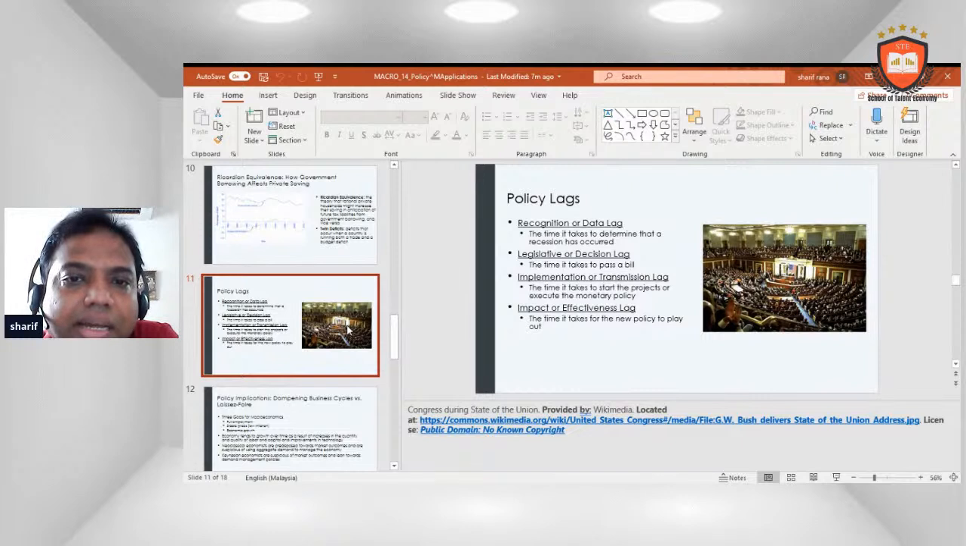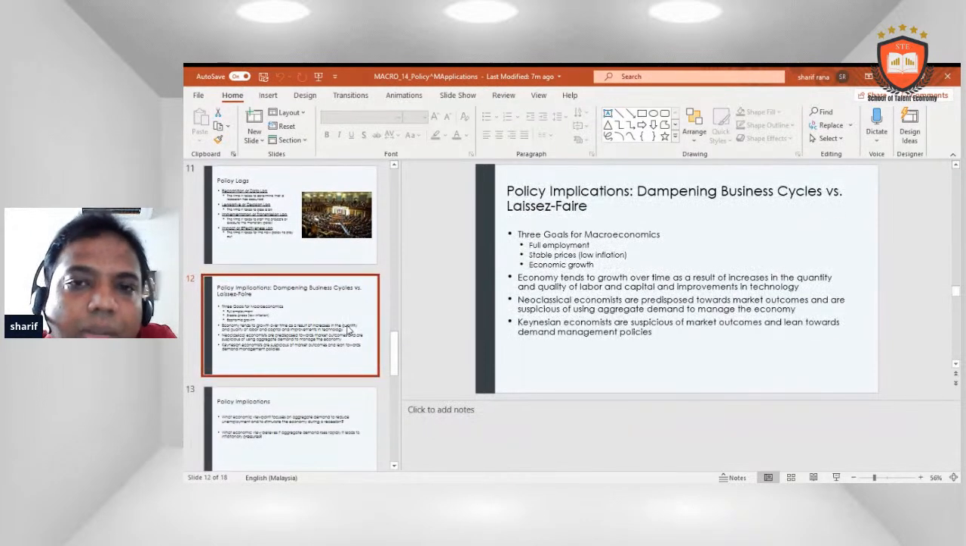Recognition lag: the time it takes to determine that a recession has occurred. Legislation or decision lag: the time it takes to pass a bill. Implementation or transmission lag: the time it takes to shorten the projections or execution of monetary policy. Impact or effectiveness lag: the time it takes for the new policy to pay off. Policy implications: the business cycle versus laissez-faire.